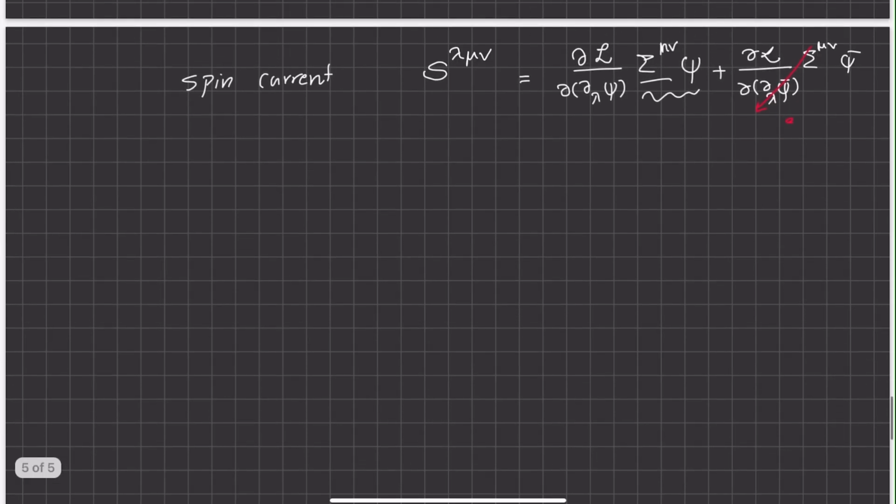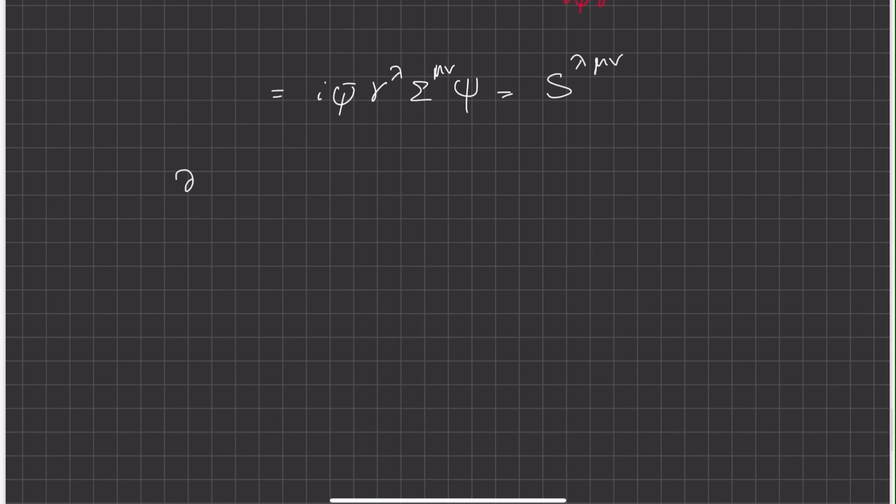And this first term is going to be i sigma bar gamma lambda. Okay, and now it's going to be i sigma bar gamma lambda sigma mu nu psi. And this is going to be S lambda mu nu. And then let's calculate the derivative here.